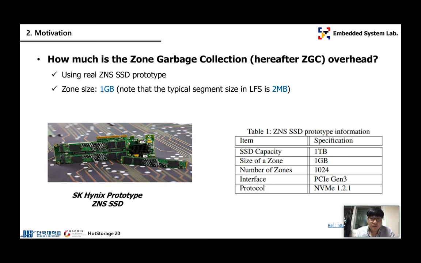The zone garbage collection is similar to the segment garbage collection in log-structured file system. But note that the typical segment size in LFS is 2 MB, while the zone size is 1 GB, 512 times larger. In this situation, we wonder how much is the zone garbage collection overhead.